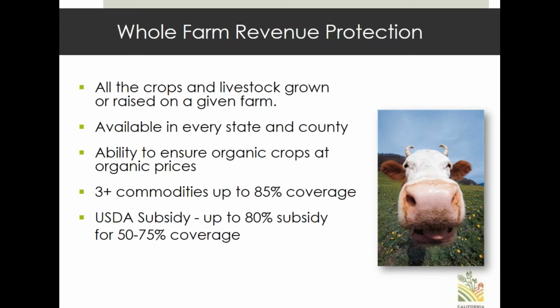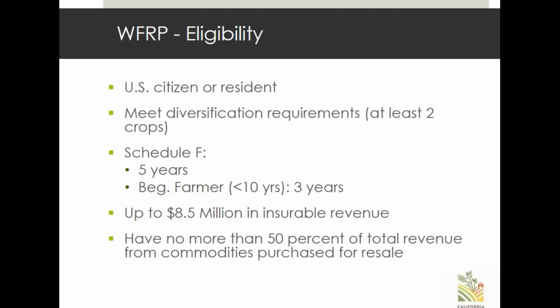So if you have 85% coverage and you buy this product, you incur the first 15% of the loss yourself, but then everything after that is reimbursed to you as an indemnity payment that you get after you file your taxes at the end of the year. So let's walk through the system.